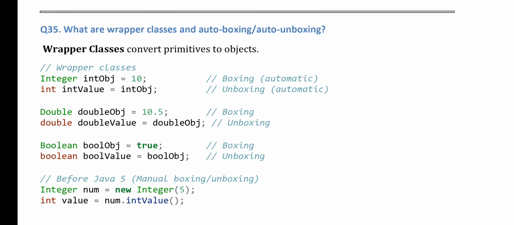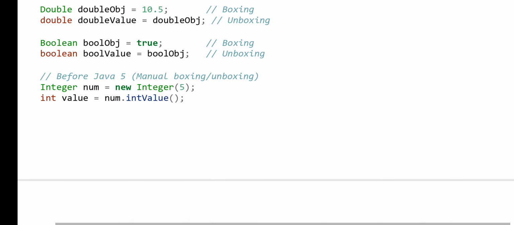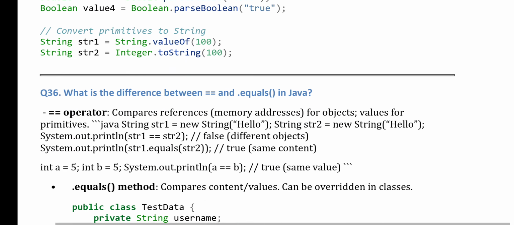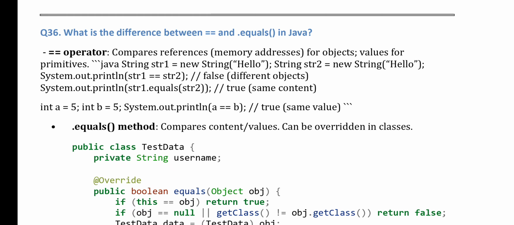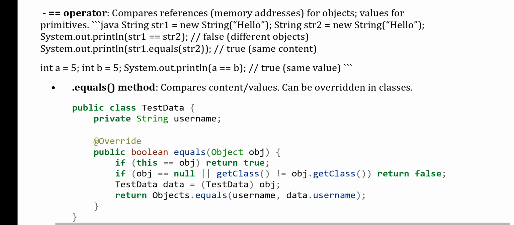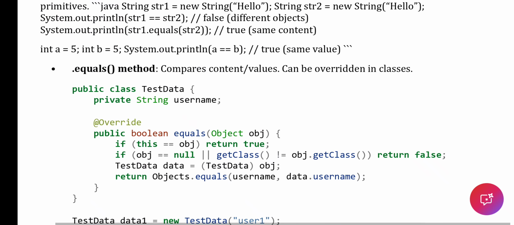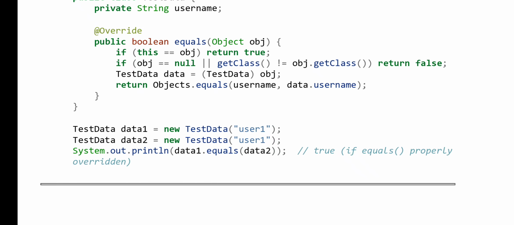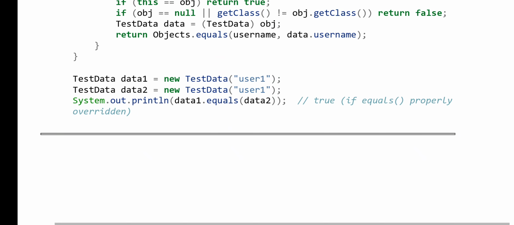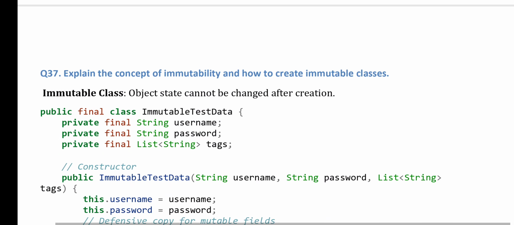What are wrapper classes and autoboxing and auto unboxing? What is the difference between the equal to operator and the dot equals method in Java? See, everything is written in the code format. So try to understand the code and then you demonstrate in the interview.